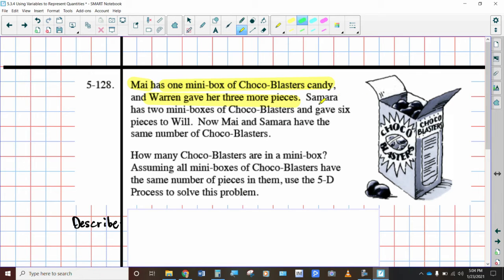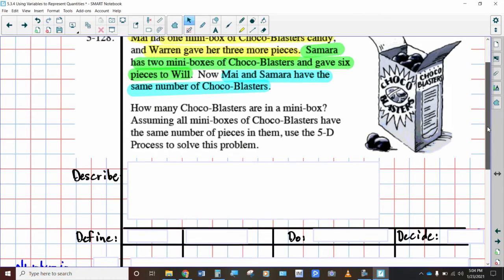Okay, so let's read about Samara. It says Samara has 2 mini boxes of chocolate blasters, and she gives 6 away. So hers are 2 boxes minus the 6. And then this last piece is kind of important because it says that Mai and Samara now have the same number. Okay. So let's think about what we are going to describe.